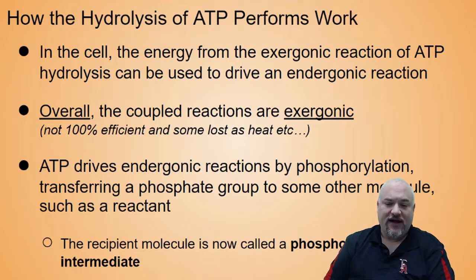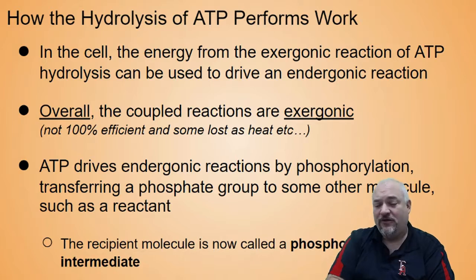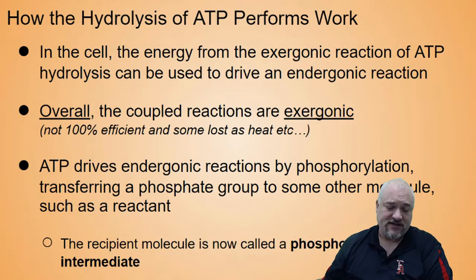ATP drives those endergonic reactions by phosphorylation. In many cases, by transferring that extra phosphate group that comes off to some other molecule, which causes that molecule to change shape or do something. And that recipient molecule is now called a phosphorylated intermediate. It's that intermediate stage in between doing some work: we add the phosphate group, it does something, and then the phosphate group comes off and it does something else.